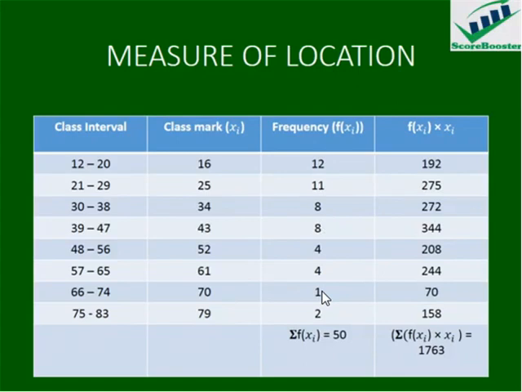So the next thing you do is to multiply the class mark, that is the items, by its frequency. So 16 multiplied by 12 will give 192. 25 by 11 will give 275. 34 multiplied by 8 will give 272. 43 multiplied by 8 will give 344. 52 multiplied by 4 will give 208. 61 multiplied by 4 will give 244. 70 multiplied by 1 is 70, and 79 multiplied by 2 is 158. So you add all this together. Then you have the criteria to obtain the mean now.